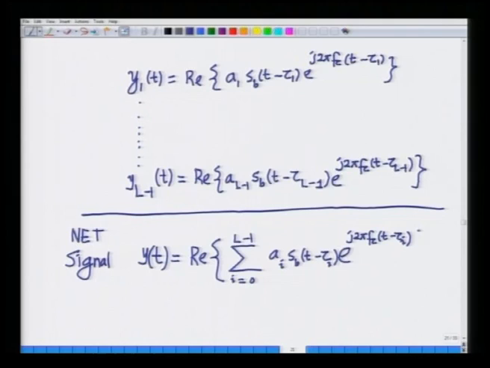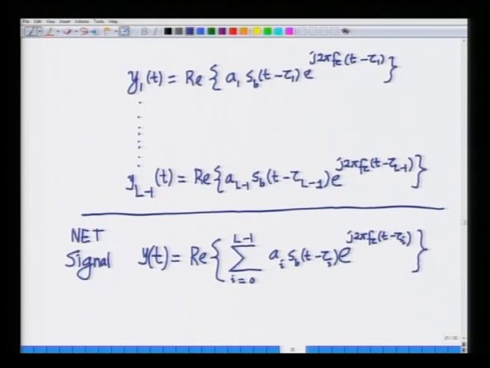That is, the received signal at the mobile station or the mobile phone can be represented as a combination of all the signals corresponding to each path, and that is simply represented succinctly as real part of summation i equals 0 to L minus 1, that is the L paths, a_i is the attenuation corresponding to the ith path, s_b(t minus tau_i) is the delay corresponding to the ith path, and e^(j 2 pi f_c (t minus tau_i)), where this corresponds to the delay of the carrier. All right. So, thus we can derive the received signal corresponding to the signal that is received at the mobile station.